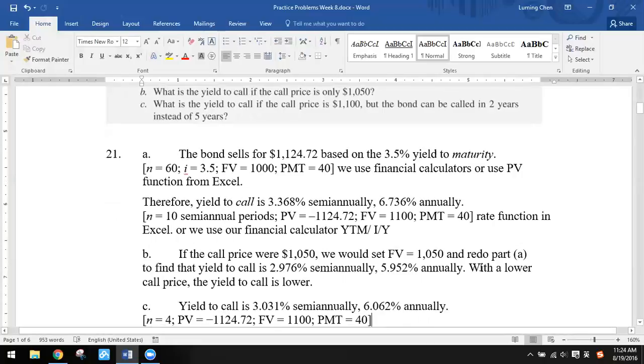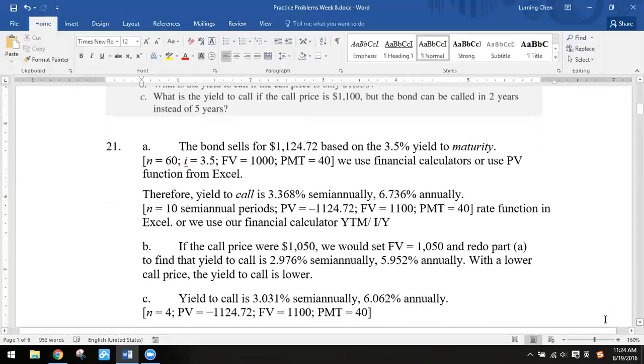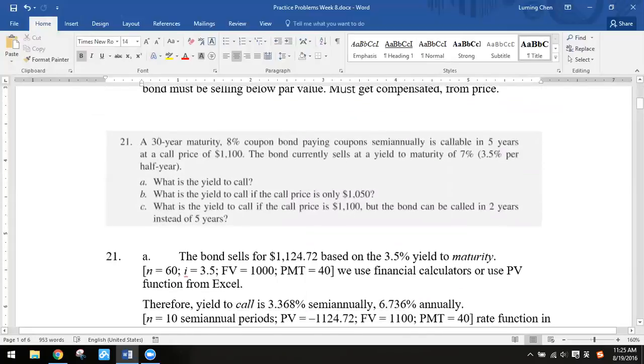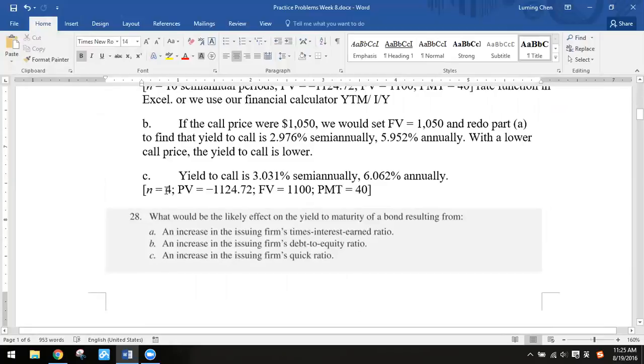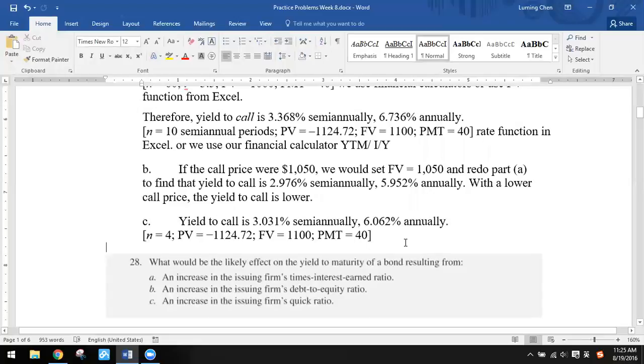And then what is the yield to call if the call price is only 1,050? Well, we just plug in 1,050 into the future value, and it will give us the right numbers. What is the yield to call if the call price is 1,100, but the bond can be called in 2 years instead of 5 years? So if instead it's 2 years, then the period should be 4 instead of 10. And the current selling price is the same. Future value is 1,100. The payment is the same. So if we use the rate function and plug in those numbers, it will give us 3.031% semi-annually.